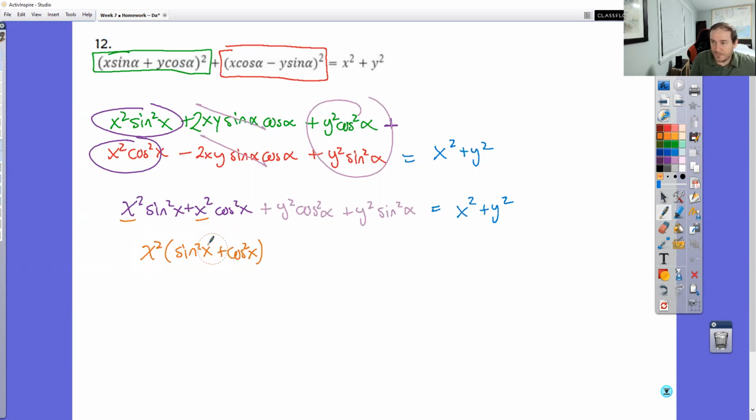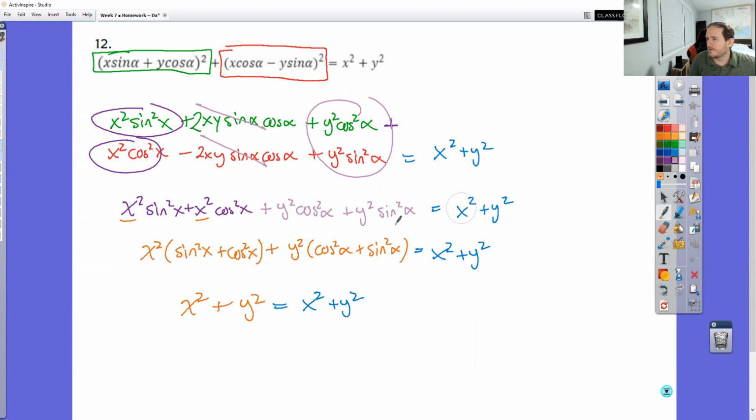So x squared times 1 will just be x squared. And the same thing happens over here because you can factor out the y squared to be left with cosine squared alpha plus sine squared alpha, which again is just 1. So y squared times 1 is y squared. So we are wondering, is this orange stuff equal to x squared plus y squared? And we now know that this orange stuff is in fact equal to x squared plus y squared. So check mark, ding.